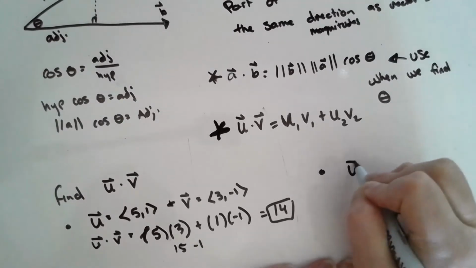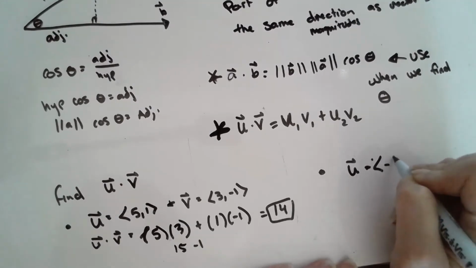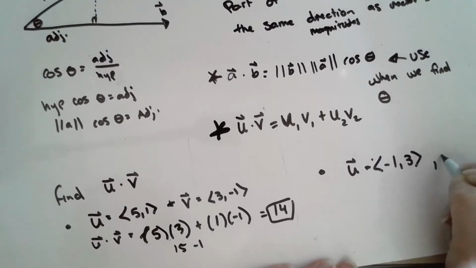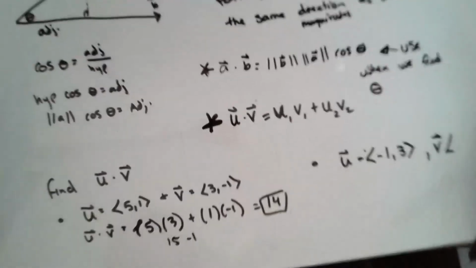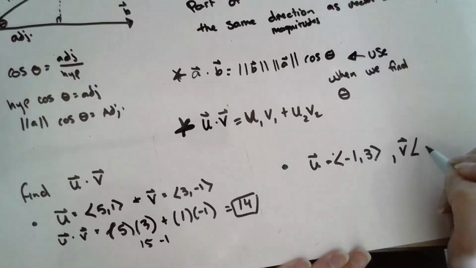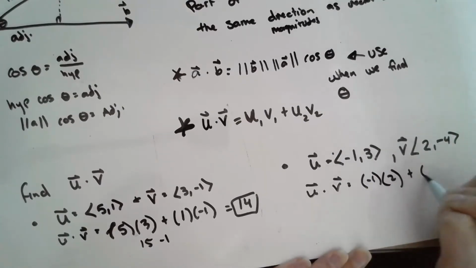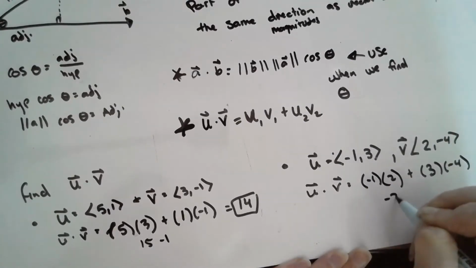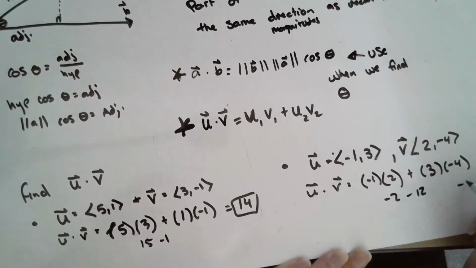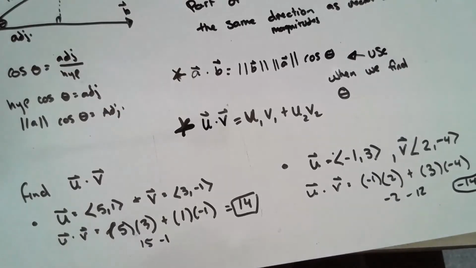If I had vector u is negative 1, 3, and v is 2, negative 4, the dot product of those two would be negative 1 times 2 plus 3 times negative 4, so that'd be negative 2 minus 12, which is negative 14. Okay, when we get a negative result, basically that means those two are fighting against each other. So they're working against each other, going in opposite directions.